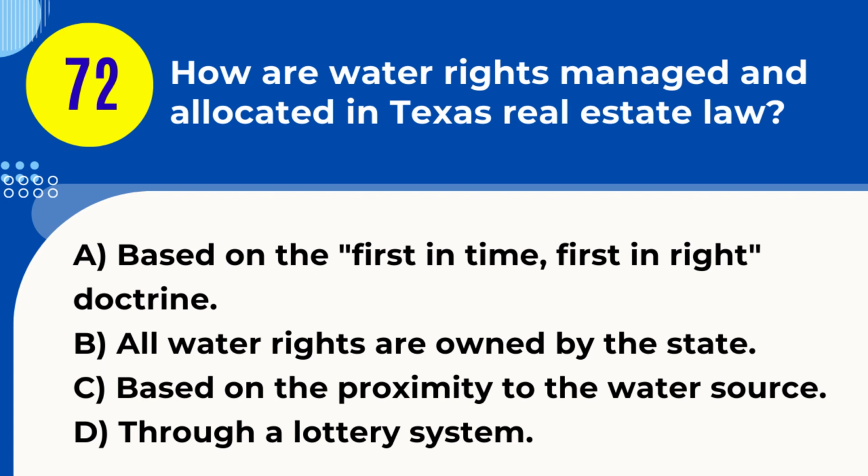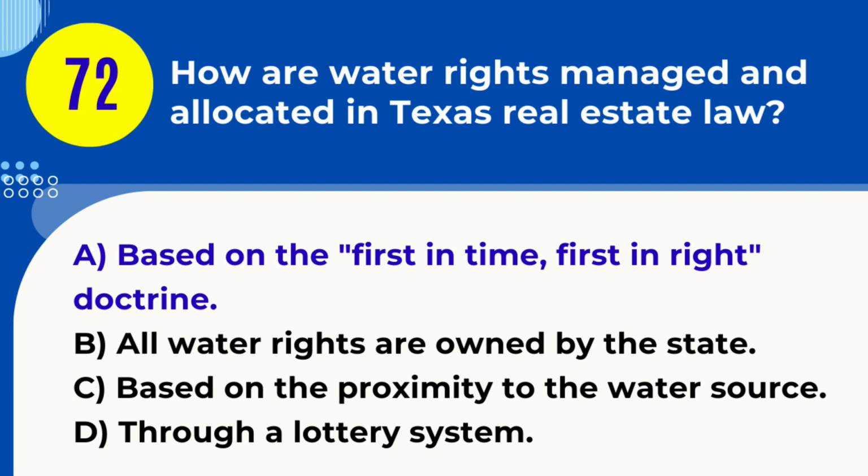A. Based on the first in time, first in right doctrine. B. All water rights are owned by the state. C. Based on the proximity to the water source. D. Through a lottery system. Answer. A. Based on the first in time, first in right doctrine.